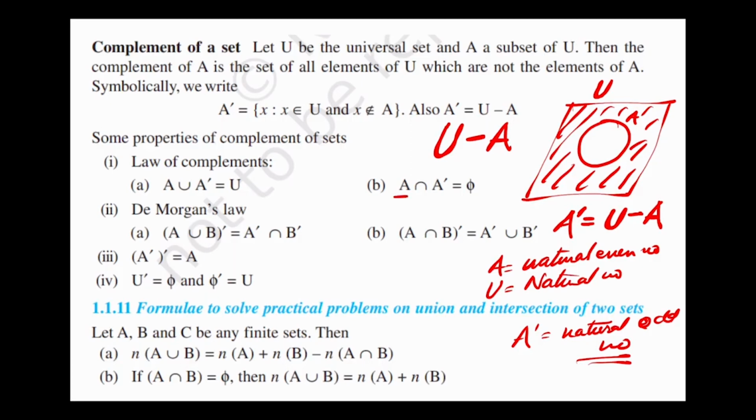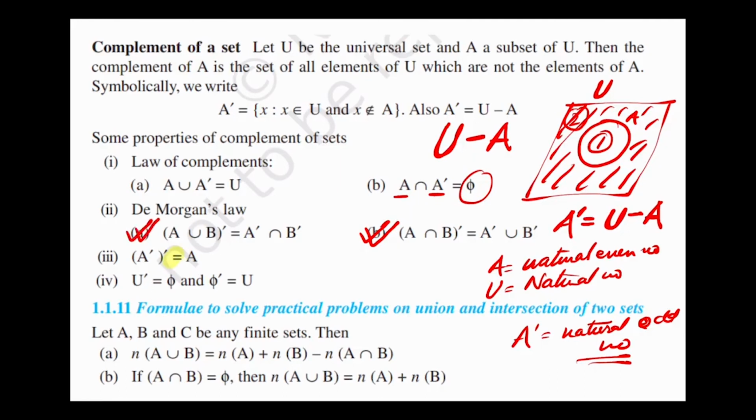Now, a few laws are there which are very important. If I'm doing A intersection A bar, I'll get phi because there is nothing common. Correct?